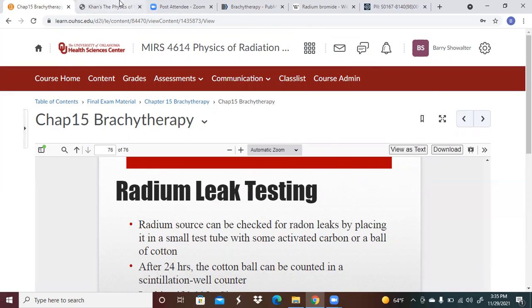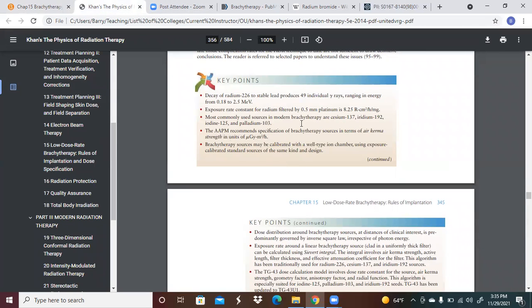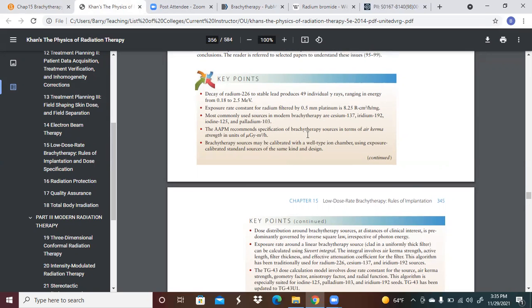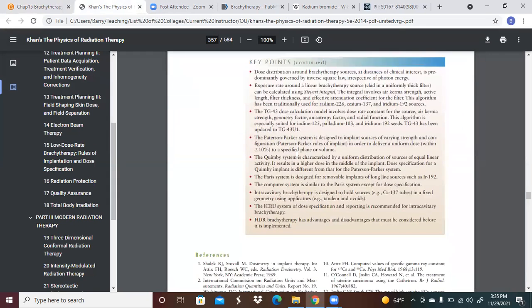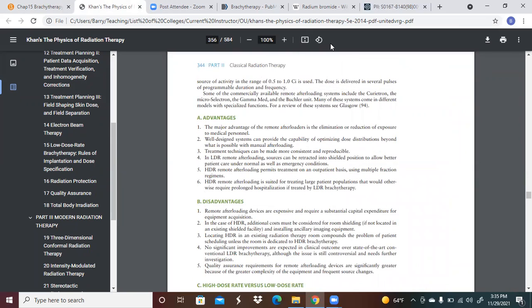You can learn more, obviously, if you go to the key points for chapter 15, which discusses a little bit more in general. And of course, there's always the reading to do in the chapter itself.